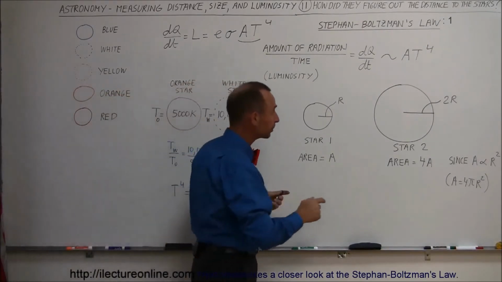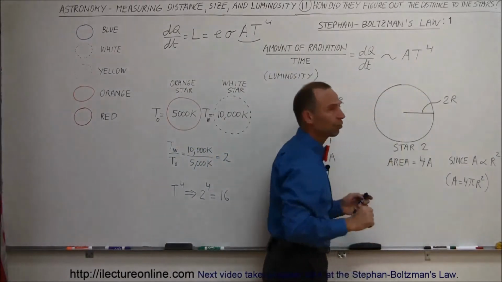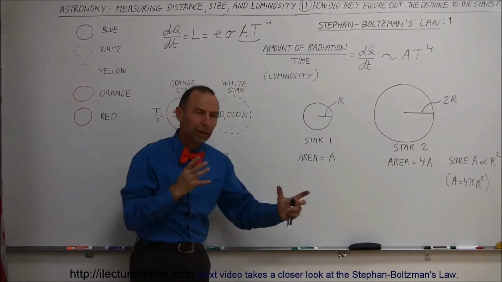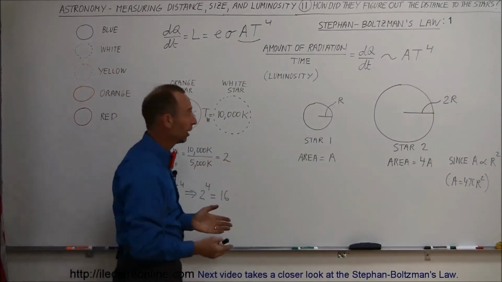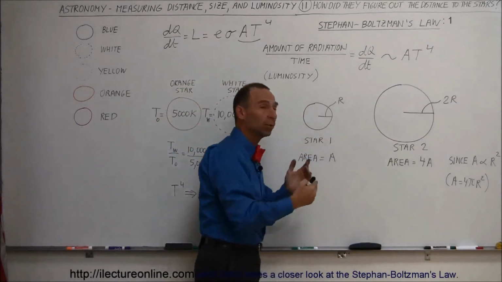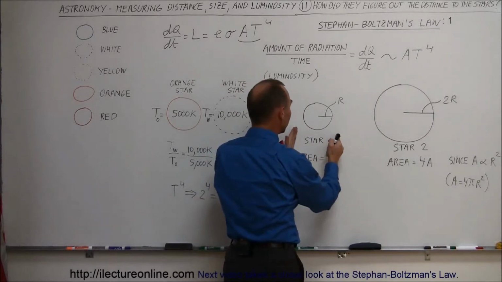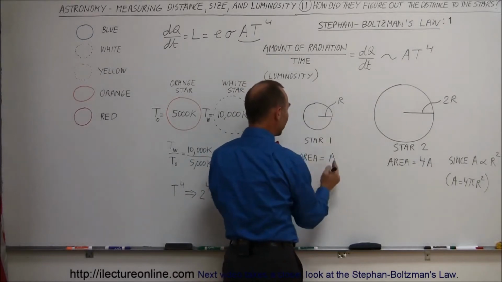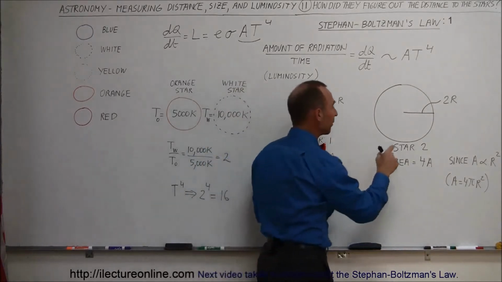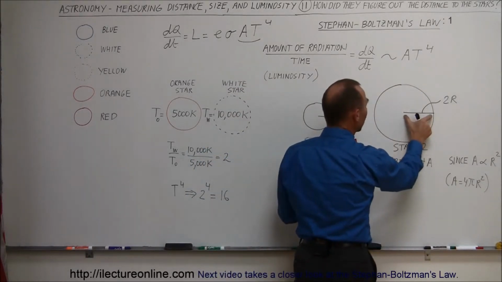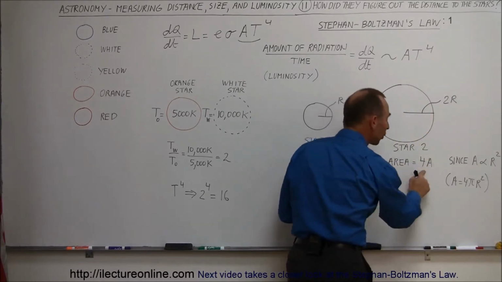So we want to know what the surface area is, and we want to know what the temperature of the star is. But at this point, we just want to do the comparative kind of analysis. So let's say we have two stars. They're the same kind of stars, same blue stars or white stars or orange stars, doesn't matter. And one star, star 1, has a radius of r and therefore an area of A. Here we have another star where now the radius is 2r, and because the radius is double, the area will be 4 times as much.